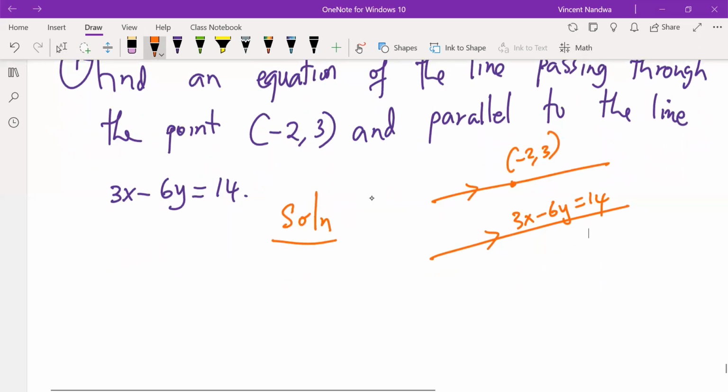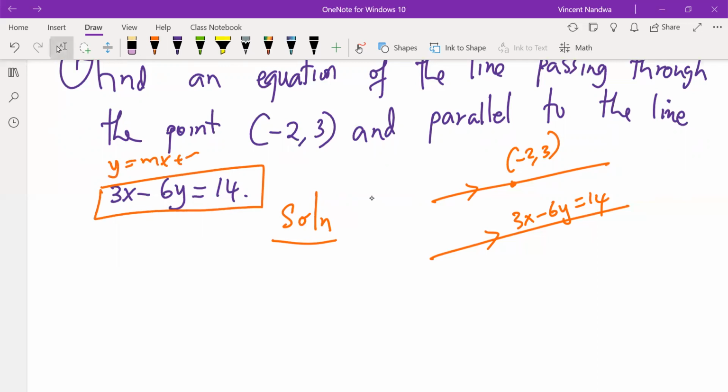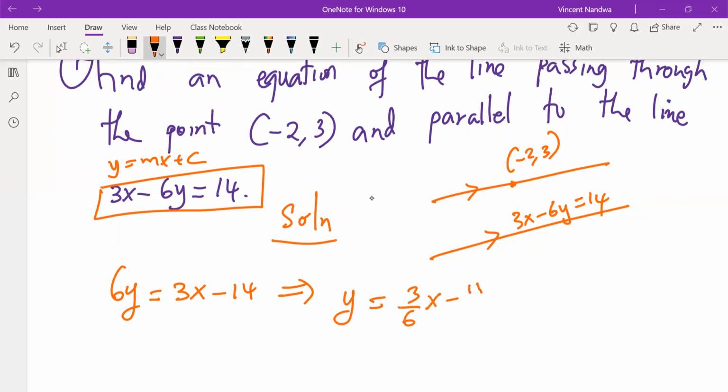What we are going to do is rewrite this equation in the form y equals mx plus c so that we know its gradient. Once we know the gradient of this line, it will be the same as the gradient of this other line because the two are parallel. So this will be 6y equals 3x minus 14, which implies y equals 3 over 6 x minus 14 over 6. So y equals 1/2 x minus 7/3.